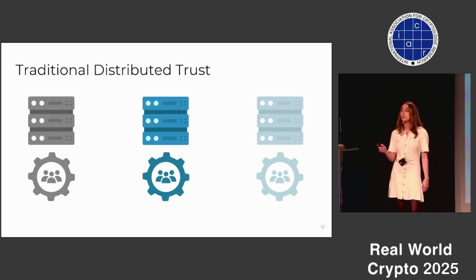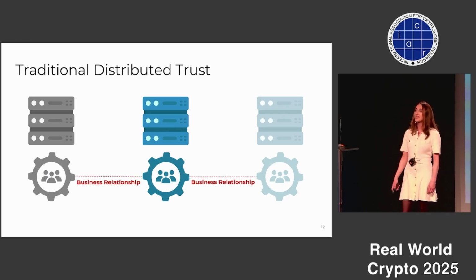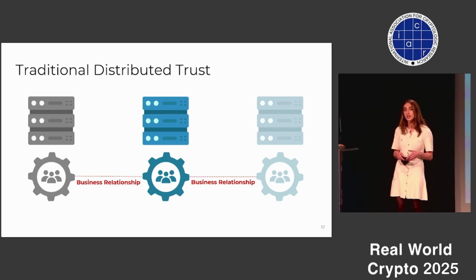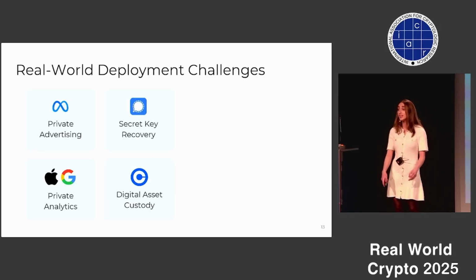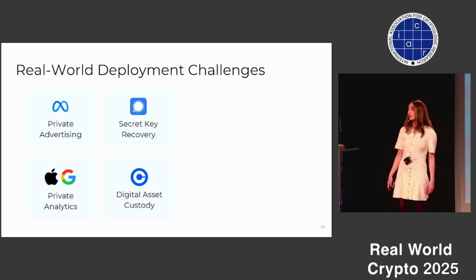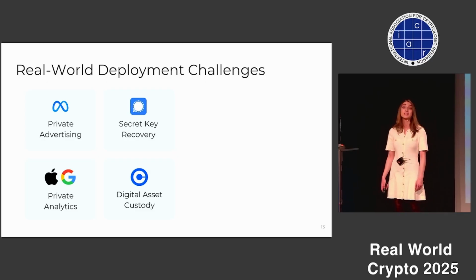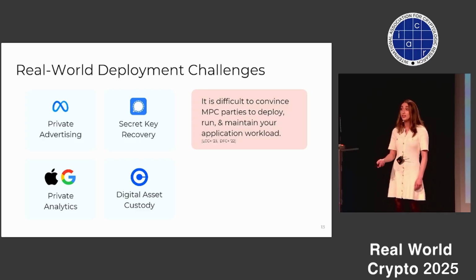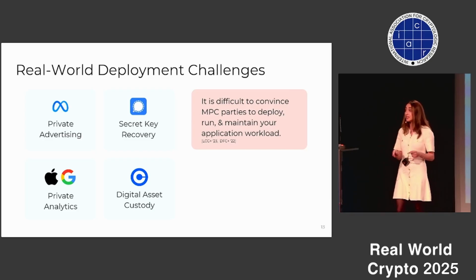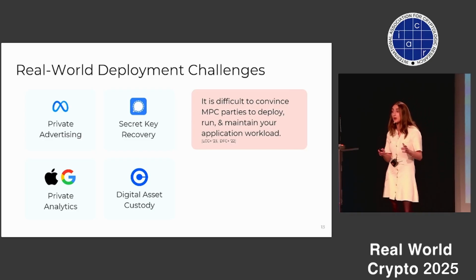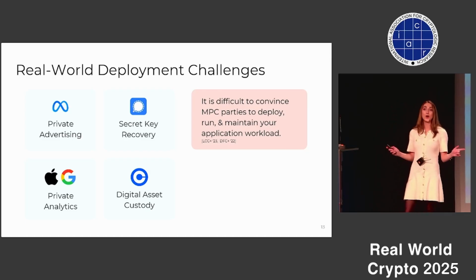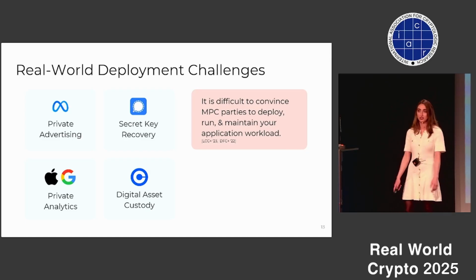So this clearly won't work, and it brings us to today's model of traditional distributed trust, where the application provider is tasked with forming business relationships with N-1 other entities. But unfortunately, this has been pretty tricky in the real world. Whether it's Meta's private advertising, Signal's secret key recovery, Google and Apple's private analytics, or Coinbase's digital asset custody, real-life deployers of MPC have found that it is difficult to convince MPC parties to deploy, run, and maintain your application workload. And so imagine how hard this is for your everyday application developer.